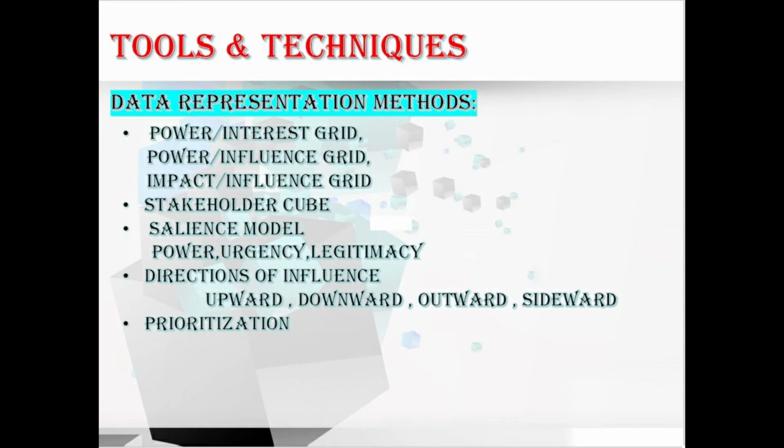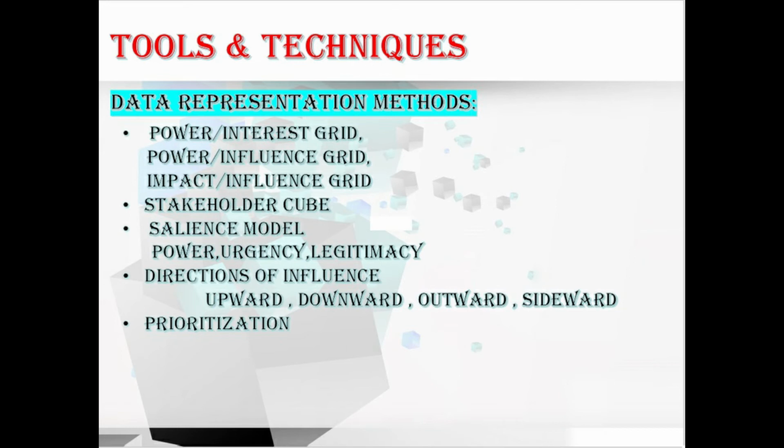Moving to the salience model, which includes power, urgency, and legitimacy. This model describes the classes of stakeholders based on the assessment of their power, that is, level of authority or ability to influence the outcomes of the project. Along with power, it also includes urgency, that is, whether it needs immediate attention, either due to a time constraint or the stakeholders' high stake in the outcome. It also includes legitimacy, that is, whether their involvement is appropriate or not. So this is about power, urgency, and legitimacy. Hope you understood the salience model.